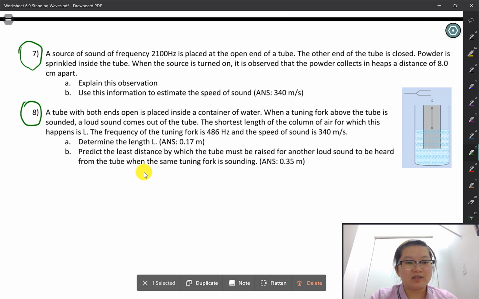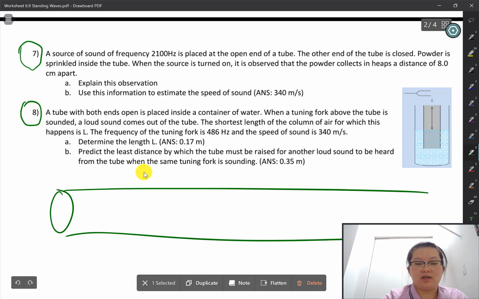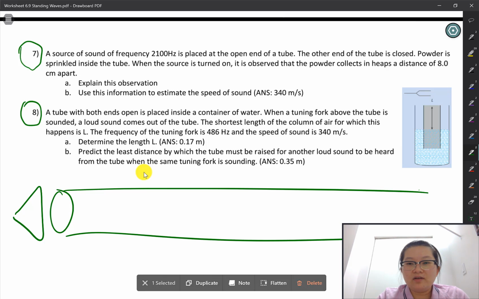Okay, 7 and 8, explain this observation. I'm just going to do it using words and maybe a diagram. I'm not going to actually write it fully out. Here we go. A source of sound of frequency 2100 hertz is placed at the open end of a tube. So you got a tube, and we got a sound coming in. The other end of the tube is closed. Powder is sprinkled inside the tube.